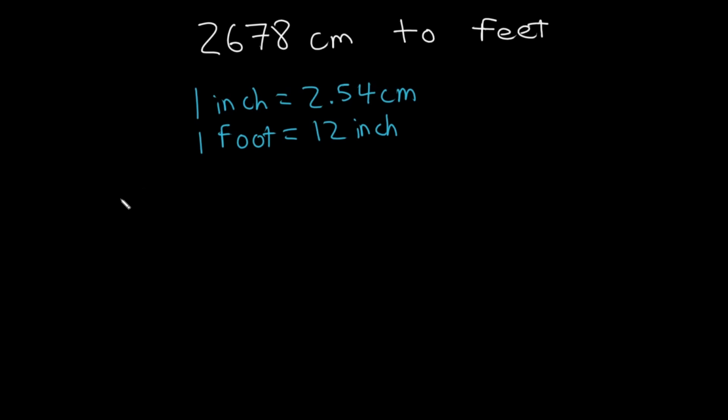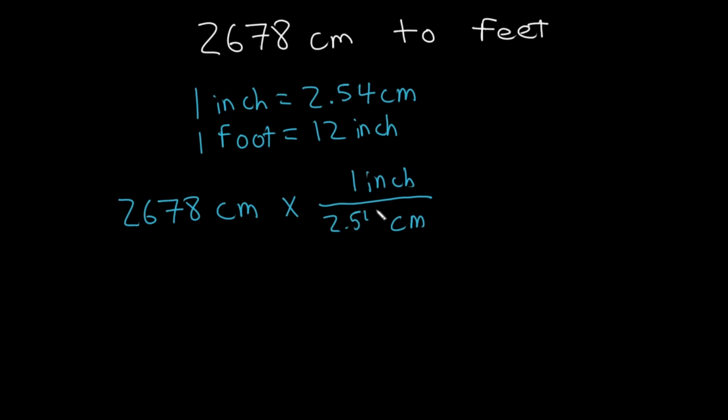So we start with 2,678 centimeters, and we multiply it by the first conversion factor. So we want to get centimeters to feet. Let's first cancel the centimeters. So let's put centimeters on the bottom, and we know 1 inch is equal to 2.54 centimeters. So we can cancel the centimeters, and we'll be left with the inches.